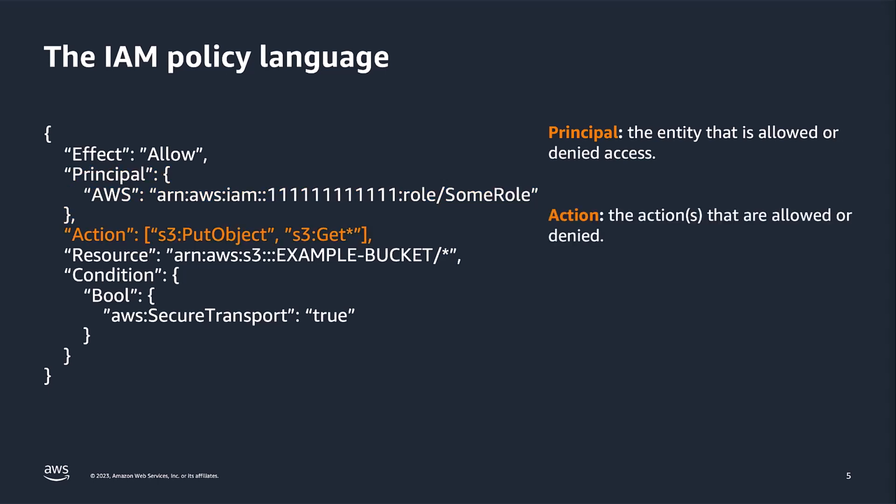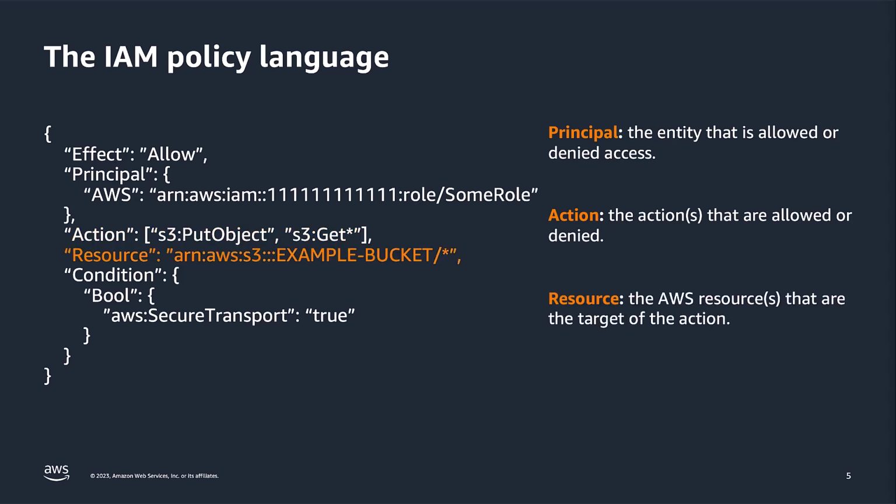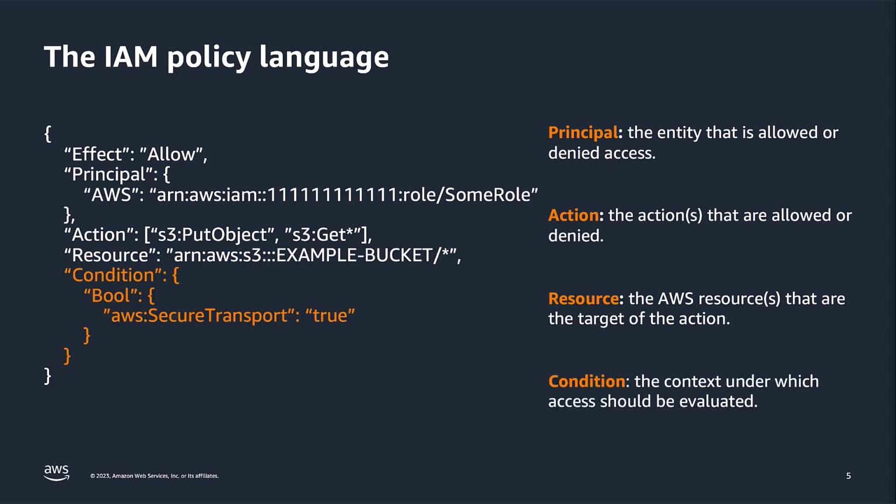Next, we have the action element, which specifies the action or actions that are allowed or denied. And we have the resource element. The resource element specifies the resource or resources that are the target of the action. Lastly, we have the condition element. The condition element specifies the context under which access should be evaluated. For example, the example statement here only applies if the value for the AWS Secure Transport condition key is equal to true.